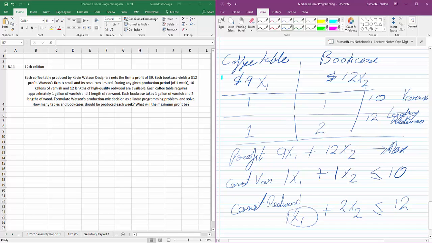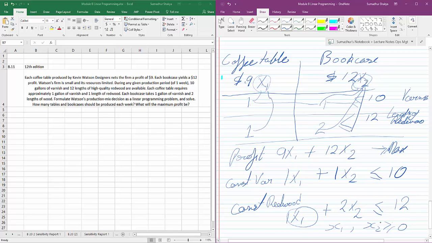So it's 9 times x1 plus 12 times x2 that goes in the profit function, and then whatever the number of units of tables and bookcases come out to be, 1 times x1 plus 1 times x2 should stay less than or equal to 10, and 1 times x1 and 2 times x2 should stay less than or equal to 12. At the same time we should keep in mind that x1 and x2 should be 0 or more, so they cannot be negative values. They have to be greater than or equal to 0.